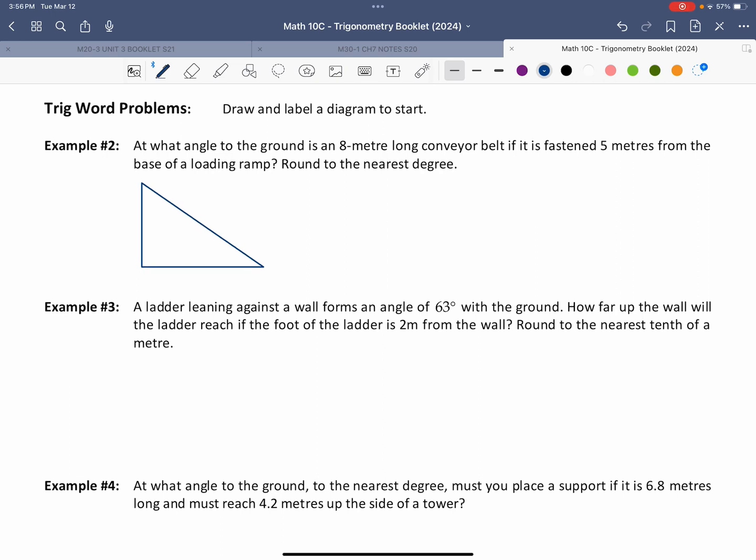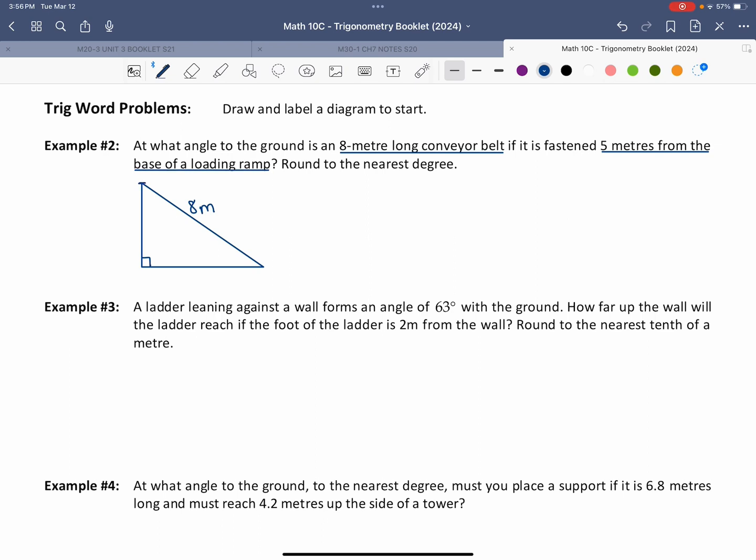Our conveyor belt is like an escalator. It's taking things up. So it's this part, the hypotenuse. And it says that it's an 8-meter long conveyor belt. So our hypotenuse is 8 meters. It's fastened 5 meters from the base of the loading ramp. The loading ramp would be up here.